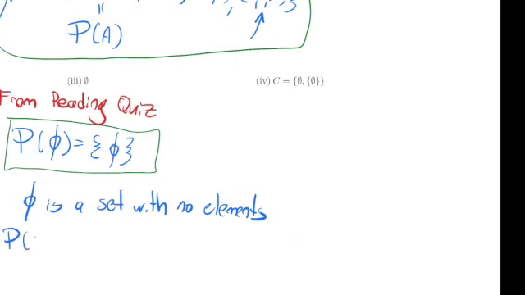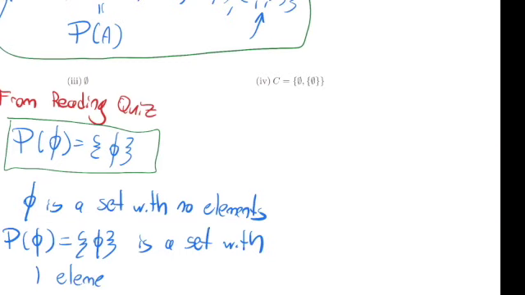And so one kind of weird thing is that the power set of the empty set is the set containing the empty set. Okay, and so that is itself not an empty set. That is a set that contains one element. That element happens to be the empty set.